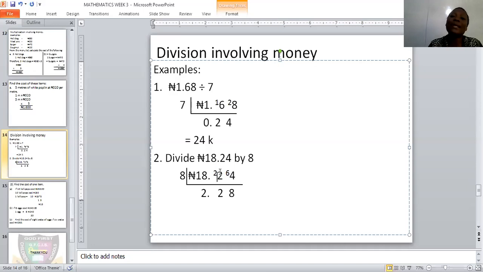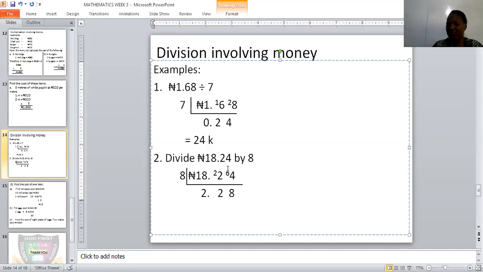8 times 1, 8. 8 times 2, 16. 8 times 3, 24. 8 times 4, 32, which is more than my 22. So I will stop at 2, and you have 16. 16, take it away from 22. You have 6 left. The next digit becomes 68. How many times will I see 8 in 68?